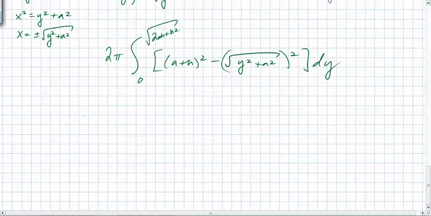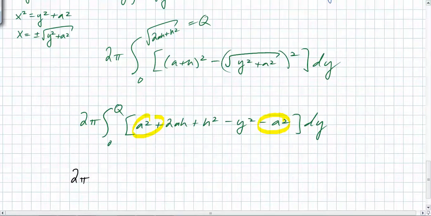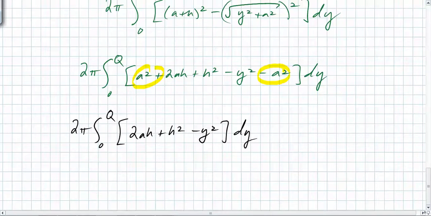Some very nice stuff happens quickly. You have 2 pi from 0 to, we'll just call this q for now. And what happens? a squared plus h squared minus y squared minus. Are we okay so far? What's the nice thing that happens? This goes away, right? Do you agree with that? So what do you have right here? We have 2 pi from 0 to q of 2ah plus h squared minus y squared dy. 2ah plus h squared, that's a constant, right?